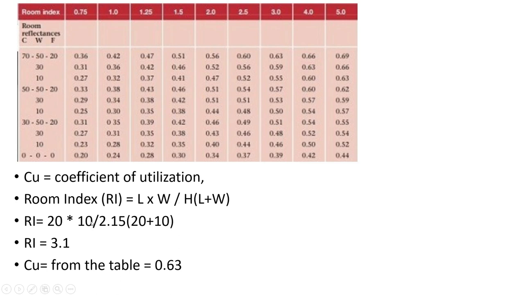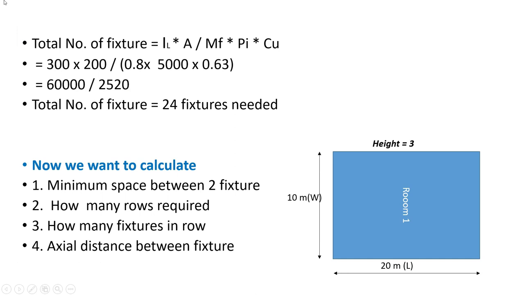So I just put in the values. I got RI is 3.1. So I go to the table. The RI value 3.1 falls here, and the correction factors 70, 50, 20. So I just merge these two things, and I got the value 0.63. So now I have all the values, and I just put them in the formula.